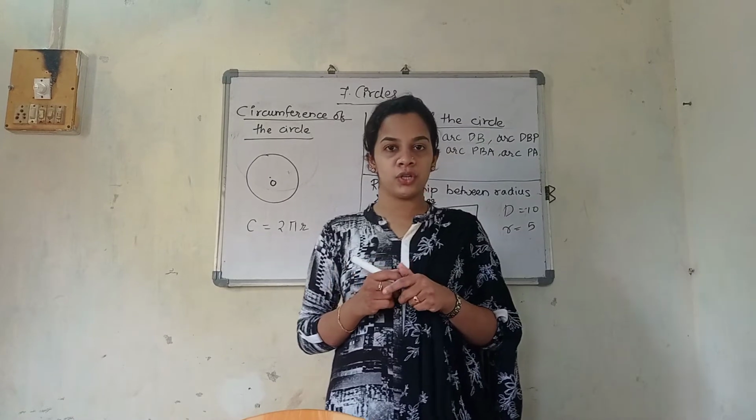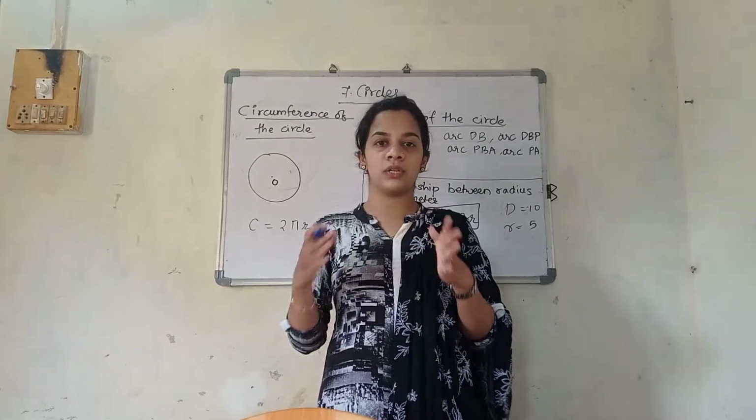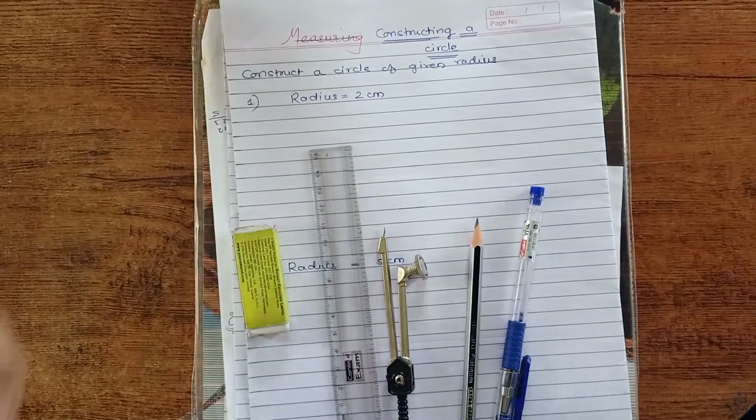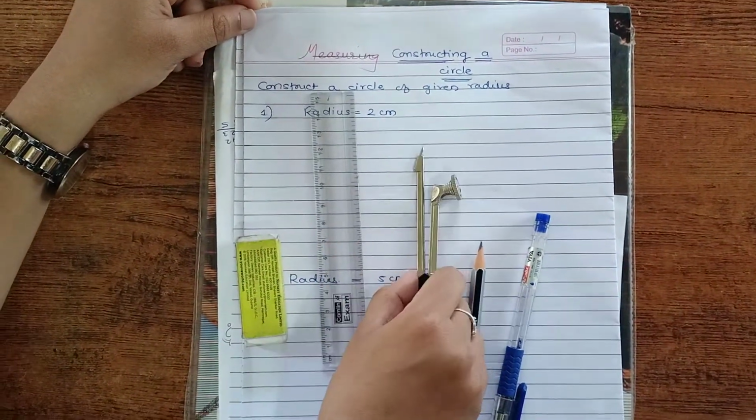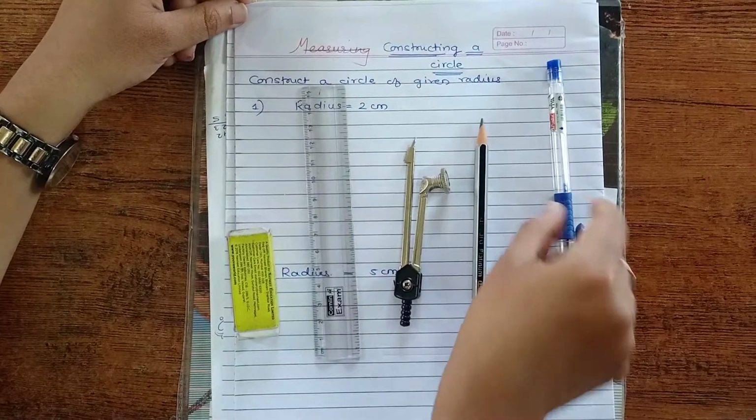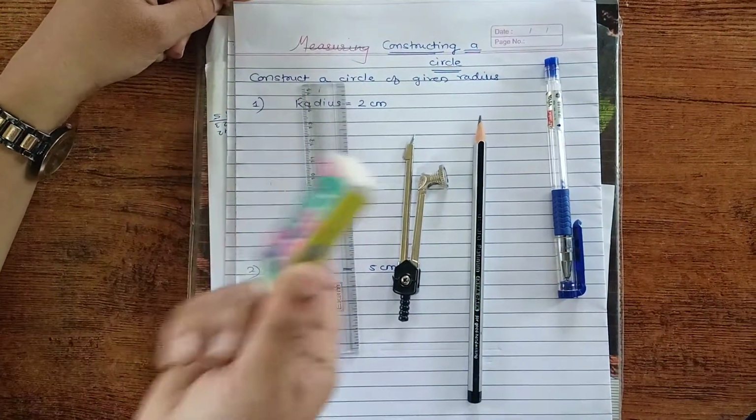Now we will see the construction part, how to construct a circle. For constructing a circle, you require one scale, one compass, one pencil, if you have a pen it is better, and one eraser in case you make any mistake.